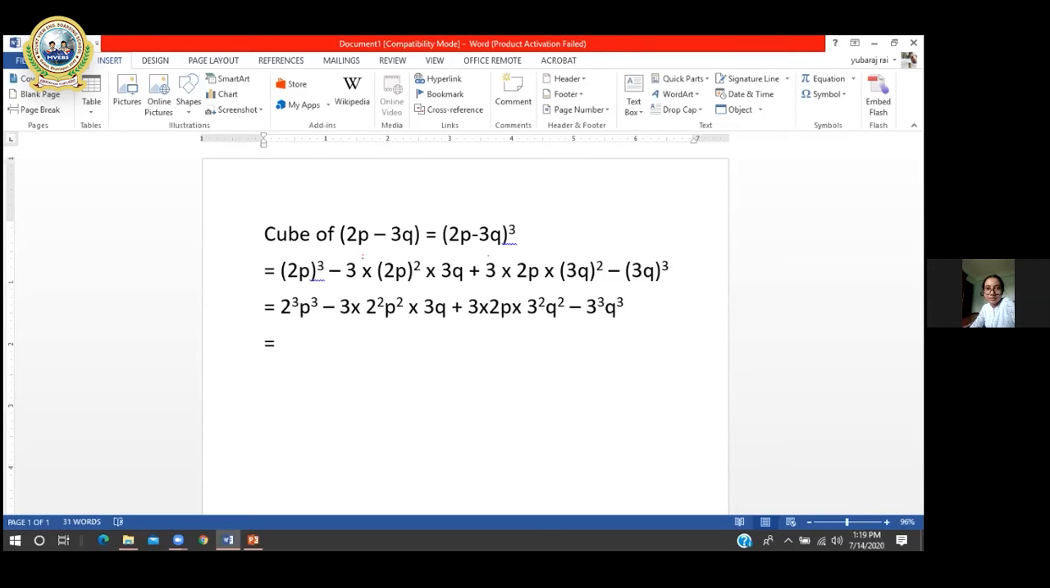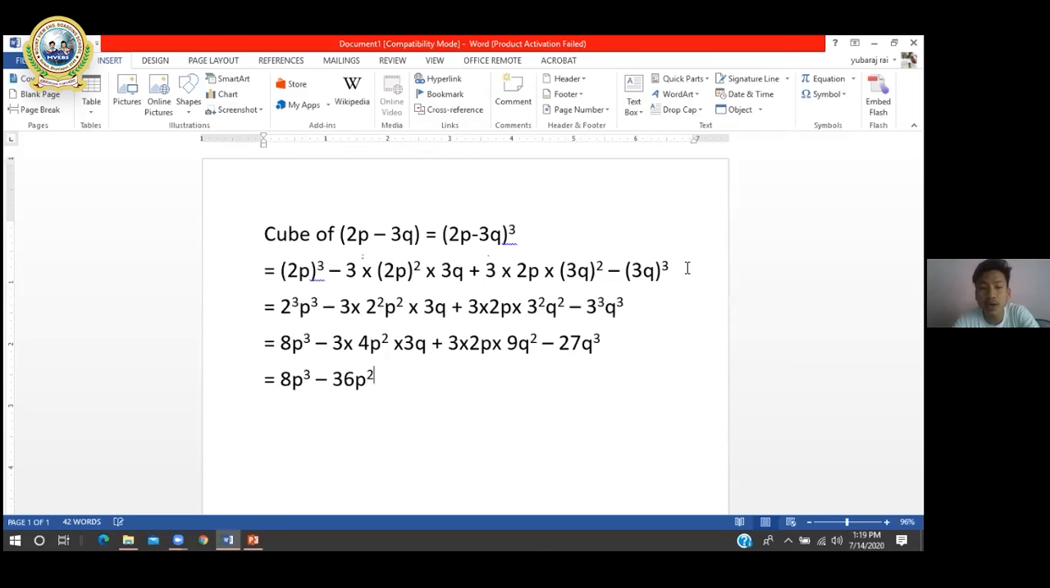So 2 cube means 8, so 8p cube is here, minus 3 into 2 square, which is 4p square, into 3q, plus 3 into 2p into 3 square, which means 9q square, minus 3 cube means 27q cube. Now we just multiply. So we have 8p cube. We just multiply the coefficients first. 3 fours are 12, 12 threes are 36. So we have 36p square q.